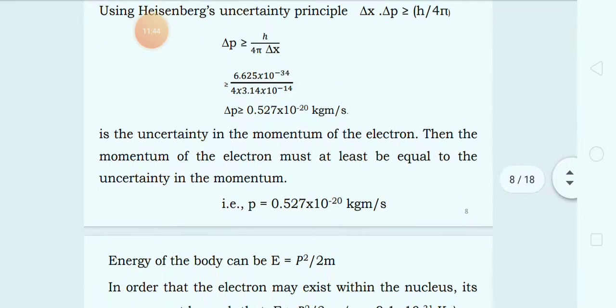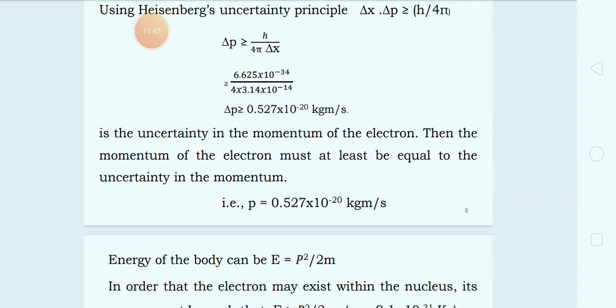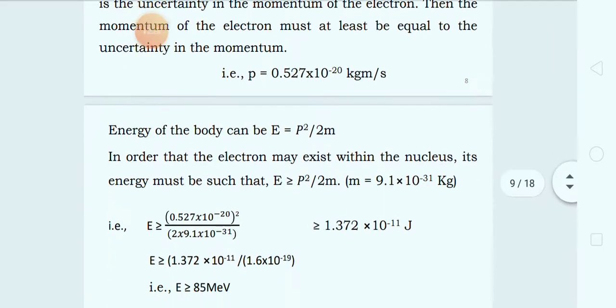That we can see in the slide. Delta P is greater than or equal to 0.527 into 10 power minus 20 kg meter per second. This is the uncertainty in the measurement of momentum of the electron. Then the momentum of the electron must at least be equal to the uncertainty in the momentum, which means whatever uncertainty in the momentum value we got can be treated as the momentum of the electron. Therefore, the momentum P is equal to 0.527 into 10 power minus 20 kg meter per second.